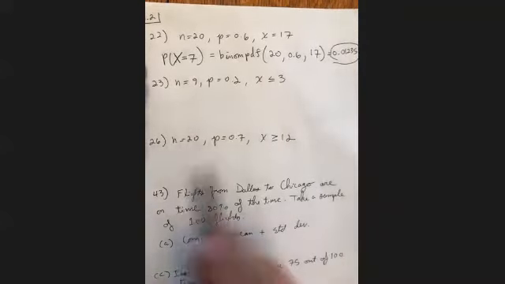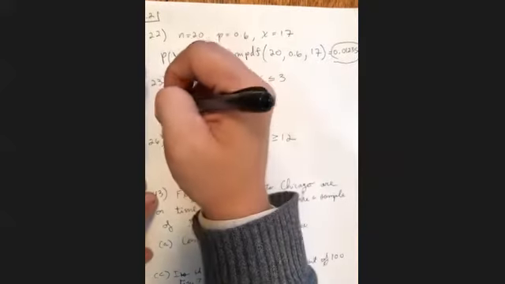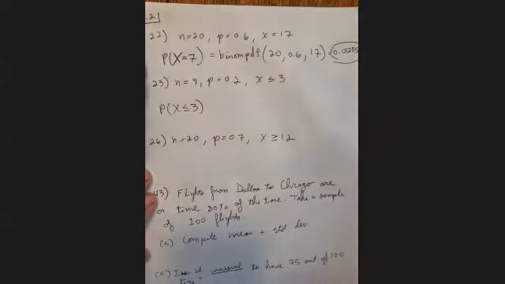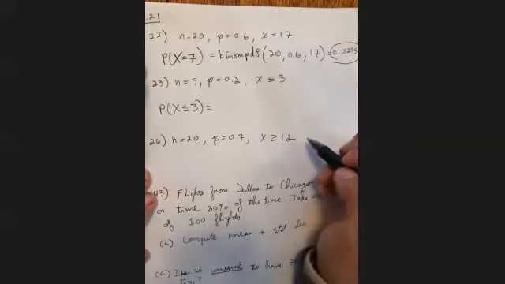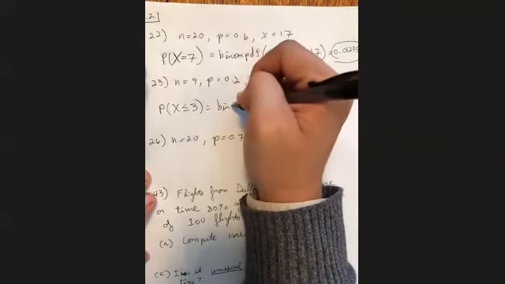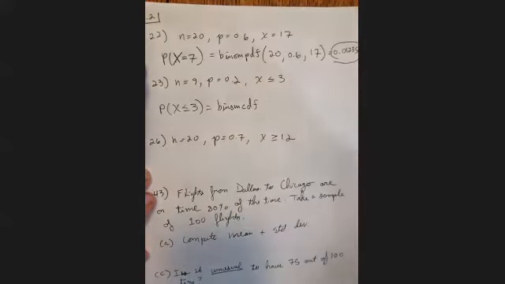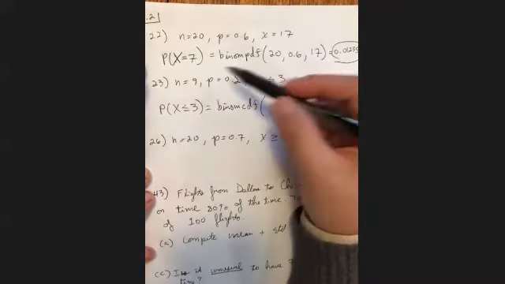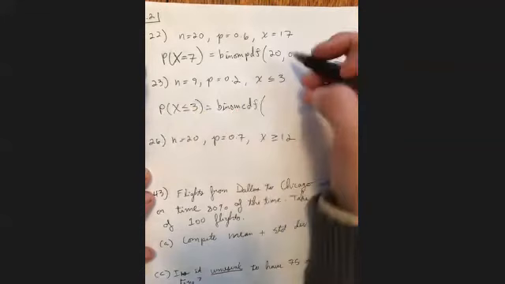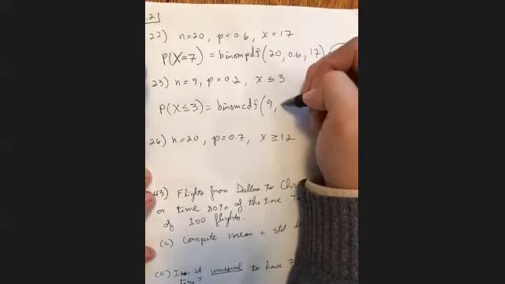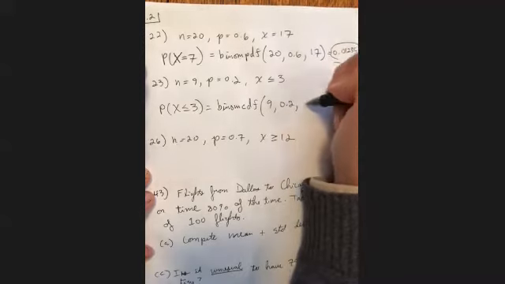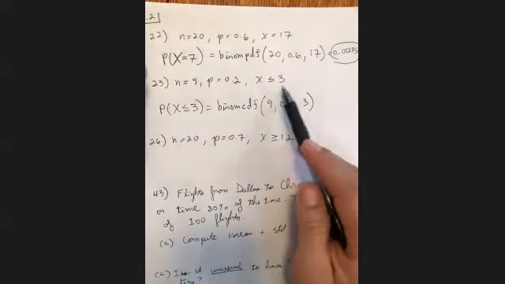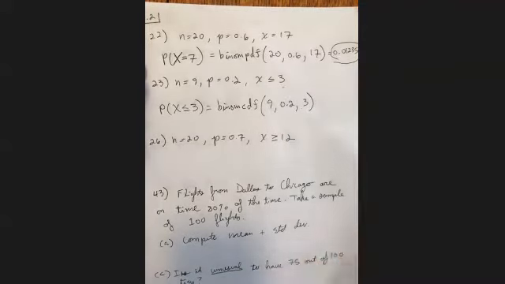Okay, carrying on. Now we have different parameters. We're asked to compute the probability that x is less than or equal to 3. So when we have a less than or equal to, we use the binom CDF function, which only computes less than or equal to's. It has the inputs N, P, X again, and you put in the X for the up to. It's less than or equal to 3, so that's the X that we put in.